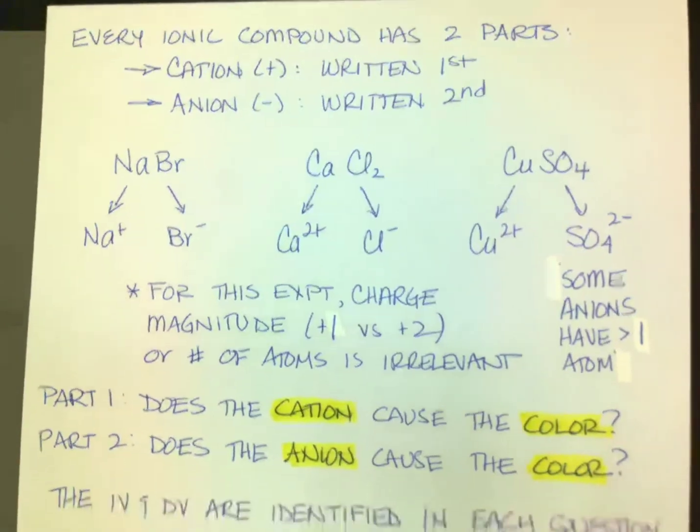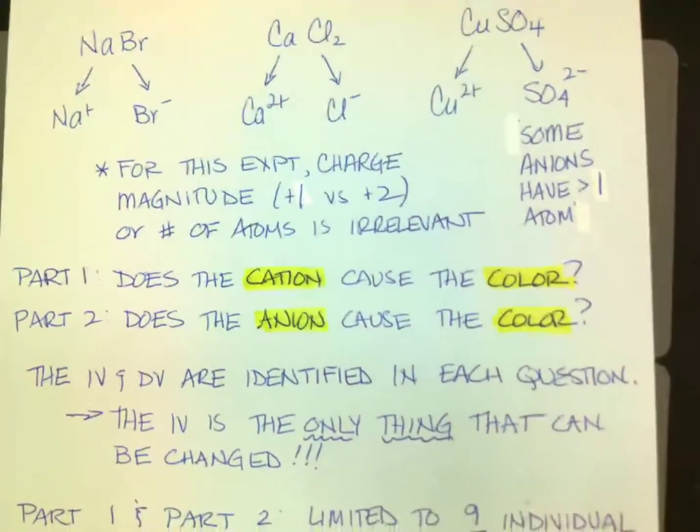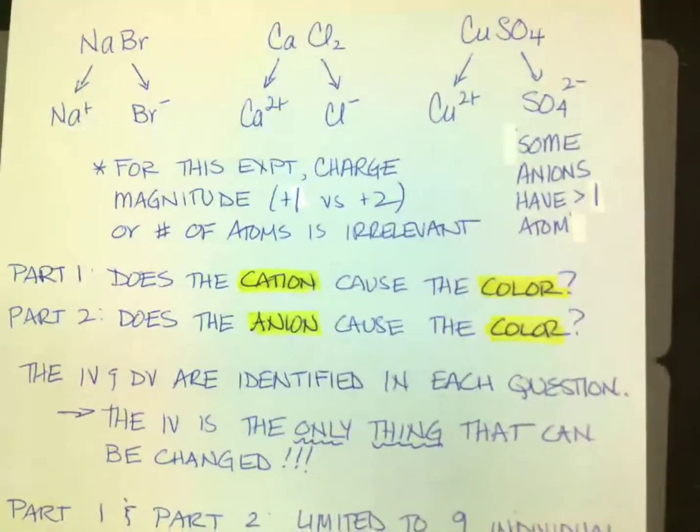Now the questions that you need to answer, there's two parts to this experiment. When I take sodium bromide and I put it in a flame, and you will see examples of this in the second part of this video when I demonstrate how to do this, I get a color. When I take calcium chloride, I put it in a flame, I get a color. Copper sulfate, I put it in a flame, I get a color.